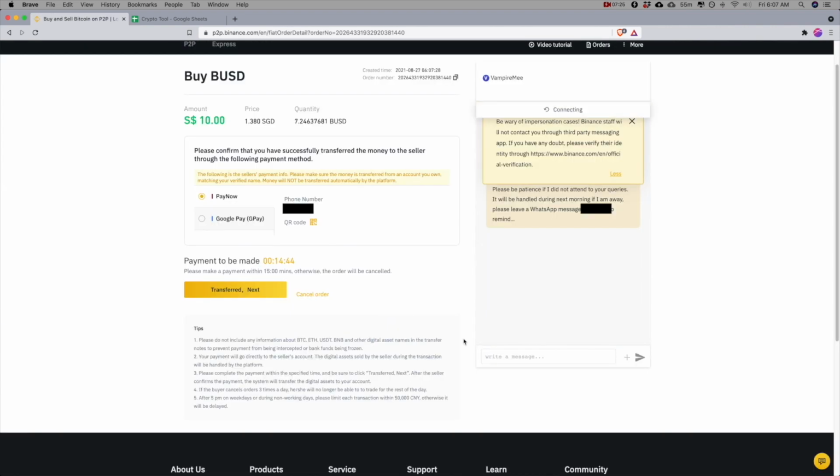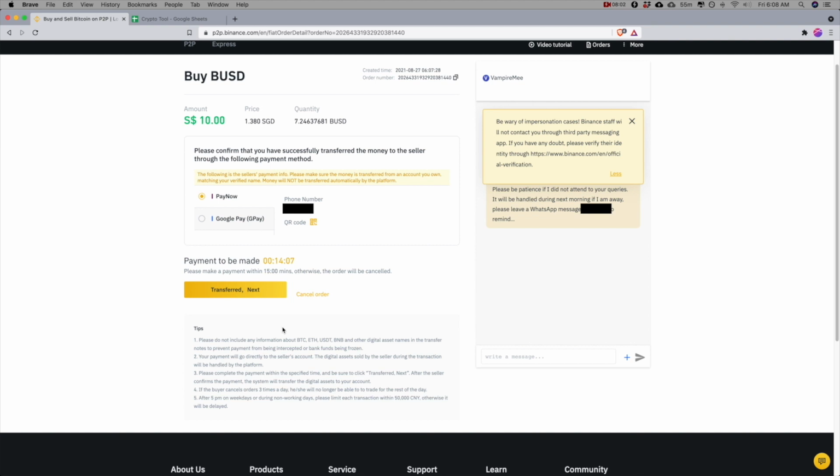Now you come into this page over here, which gives you a time limit for the payment to be made. In this time limit, you have to make the payment, and the other person is going to receive a confirmation that the payment has been made. They will be able to check their account to see that the money has come in. And once they notice that, they can send the BUSD to your account.